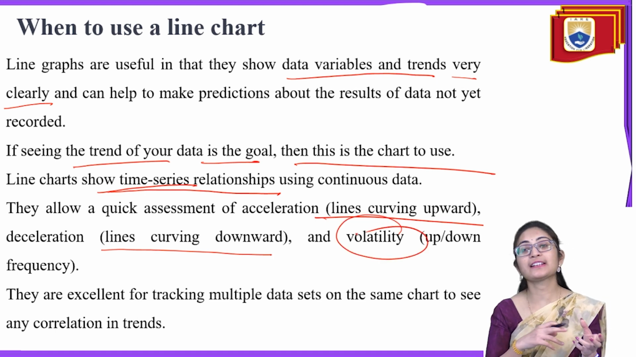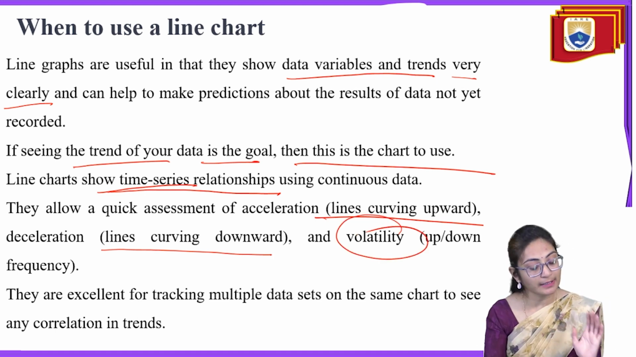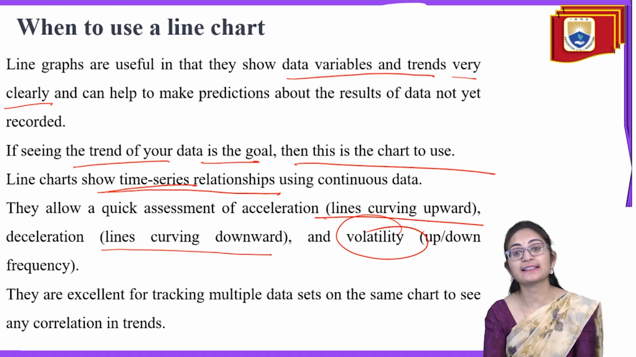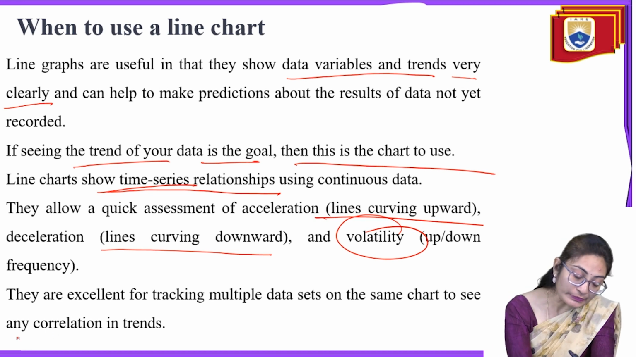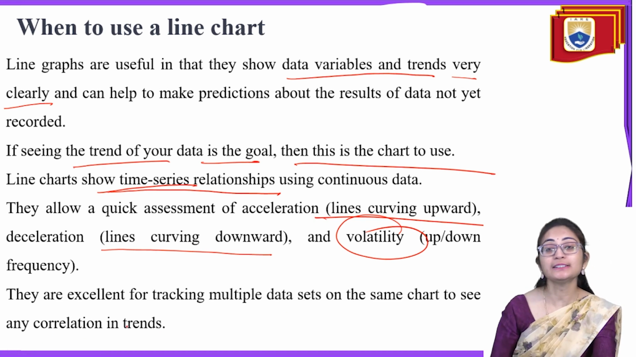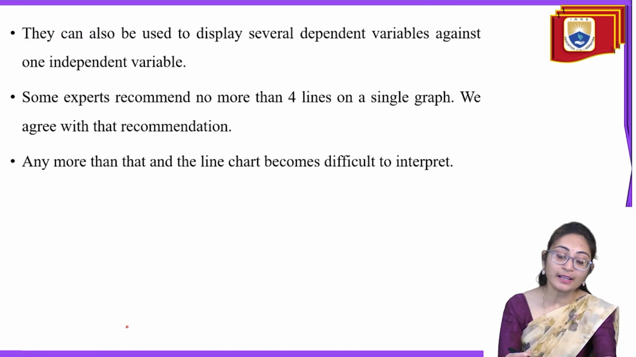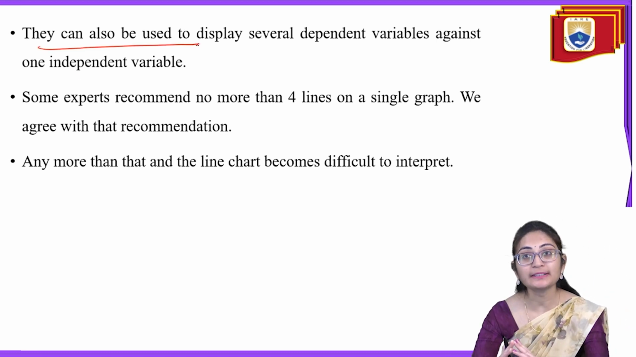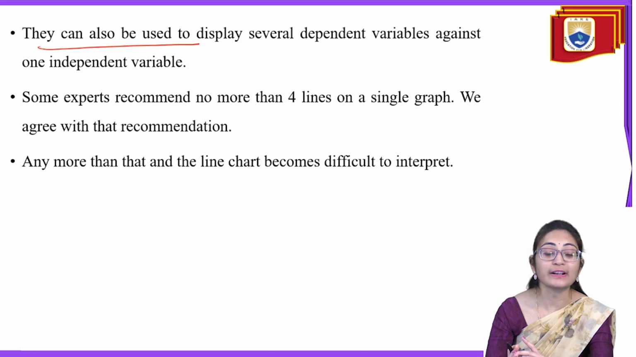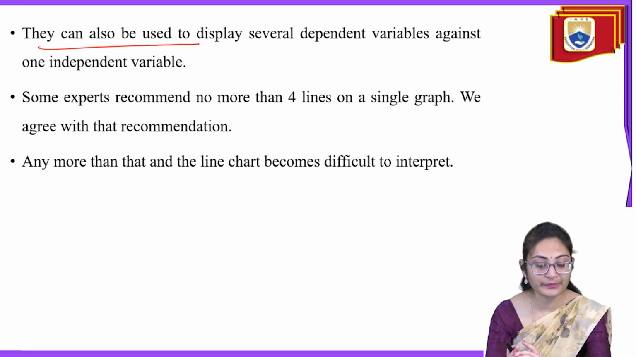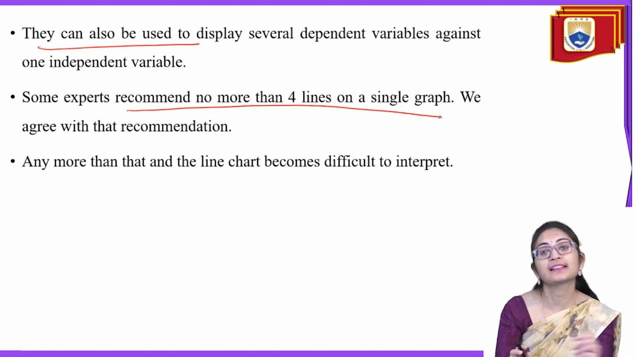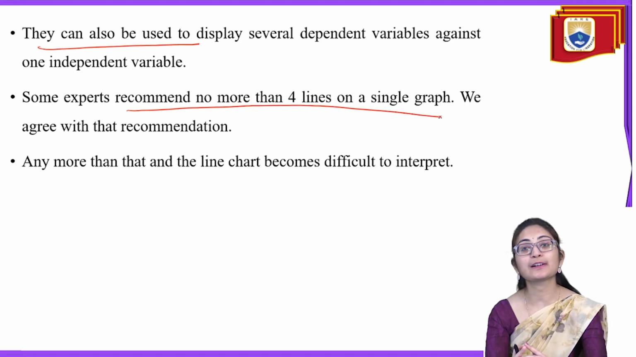That means its frequency should be up and down. And they are excellent for tracking multiple data sets on the same chart to see any correlation in the trends. Now they can also be used to display several dependent variables against one independent variable. Some experts recommend no more than 4 lines on a single graph. We agree with that recommendation.